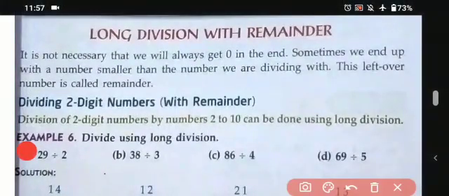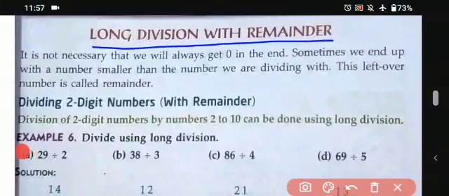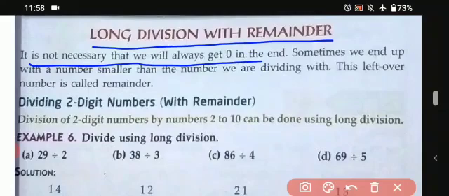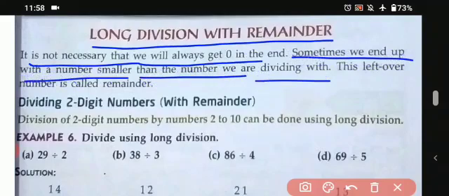I'll tell you like this: long division with remainders. It is not necessary that we will always get 0 in the end. Sometimes we end up with a number smaller than the number we are dividing with. This leftover number is called the remainder. So when we divide and in the last we don't get 0 but a digit like 1, 2, 3, any number, that is called the remainder.